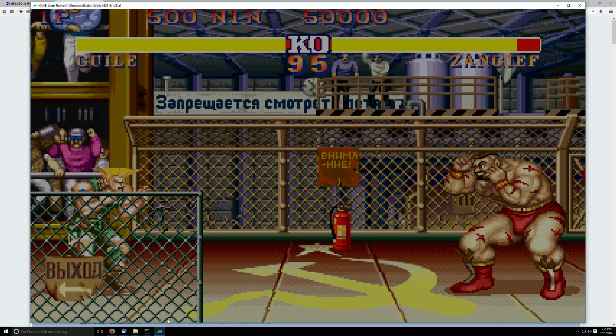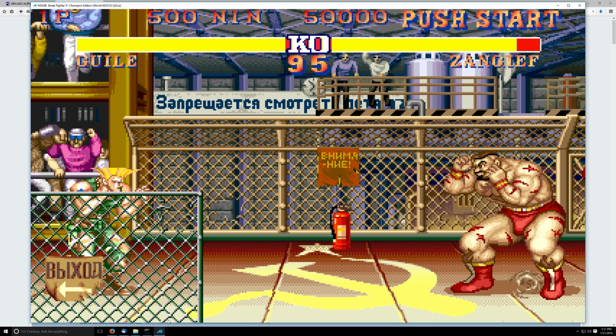Look at how fast those sounds are coming out. I mean, it's just instantaneous. The second the block happens, you hear the sound effect. The second that sonic boom comes out, instantly you hear the sonic boom sample.